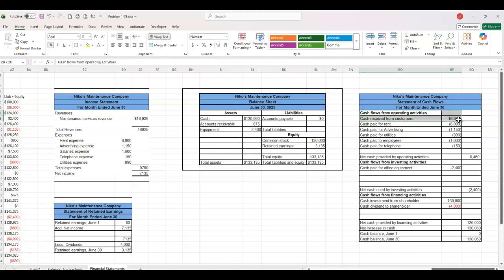So that is the statement of cash flows. Cash flows from operating activities, in and out, received from customers, paid for expenses, basically. Investing activities, long-term assets that we paid for. If we had not paid for that equipment with cash, that would not be an outflow. And then cash used for financing activities is issuance of stock or dividends. And there we go.